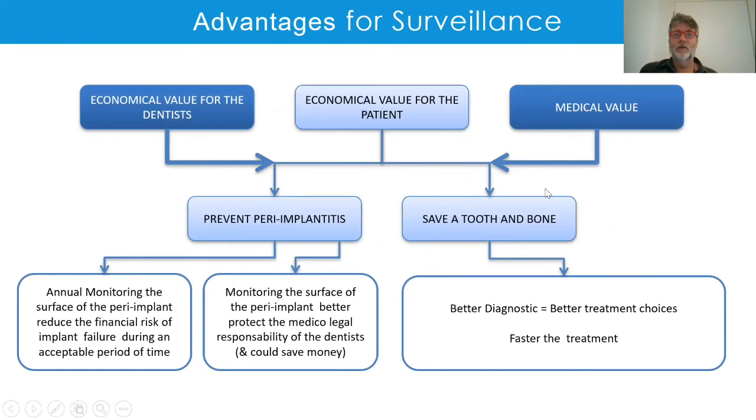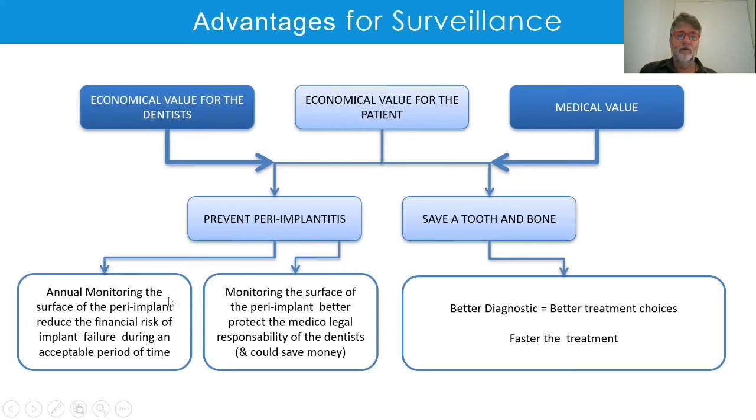So the advantages of a surveillance type of scheme, it's economical for you. If you implement one, it can generate income, it can generate more implants. It's also economical and value for the patients, because if they lose their implants, it's going to cost them money, and it has also a medical value as well. It's got a dental value, it helps prevent disease, right? So you want to prevent peri-implantitis.